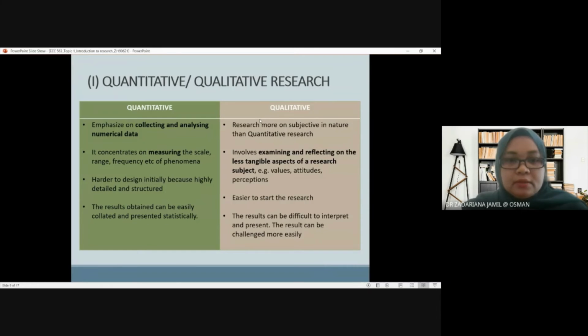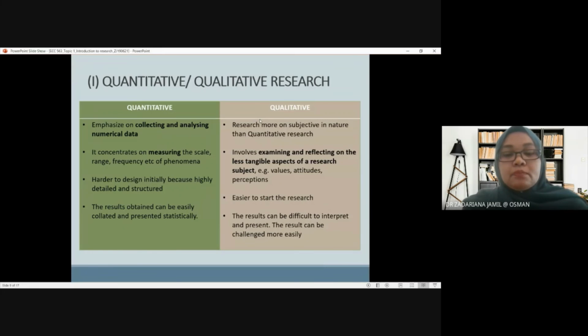argue with the results. Now look at qualitative research. Qualitative research is more subjective in nature than quantitative research. It also involves examining and reflecting on the less tangible aspects of a research subject, for example values, attitudes, perception. That is related to qualitative research.